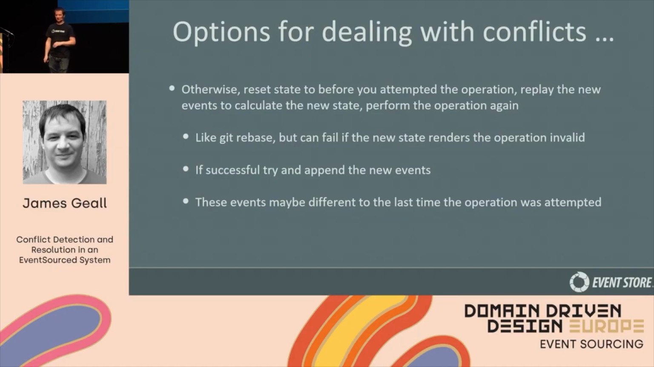How to identify the conflicts? Yes. So the question is, how do you identify the conflicts? In most event sourcing systems, you tell it the sequence number in the stream that you read your state from. The way the database identifies the conflicts is that the sequence number is no longer the same. Does that answer your question?